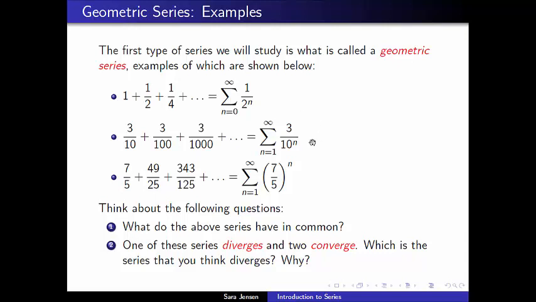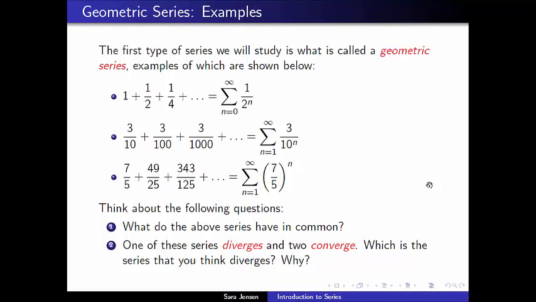So the three examples that we have right here are examples of geometric series, and before we get to a formal definition, I'd like you to pause, look at the three examples that I've provided, and think about some questions, like, what do these series have in common? Do you notice any patterns or similarities? And then lastly, one of these series is not like the other.